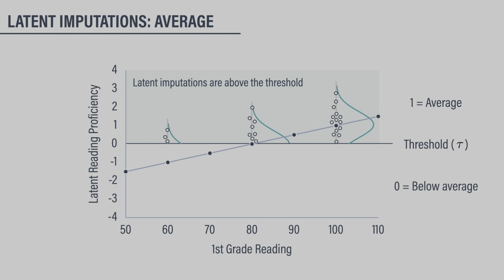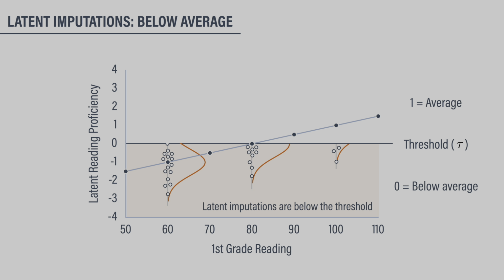To begin, let's think about latent variable imputation for a student with average reading in 9th grade. Remember that the probit model requires the latent variable scores for such a student to be above the threshold parameter. The graphic shows the latent variable distributions at 3 levels of 1st grade reading. Notice that the normal curves are chopped off or truncated at 0. The black dots are the predicted latent variable scores from the regression model, and the white circles are plausible latent variable imputations. MCMC samples scores at random from these distributions.